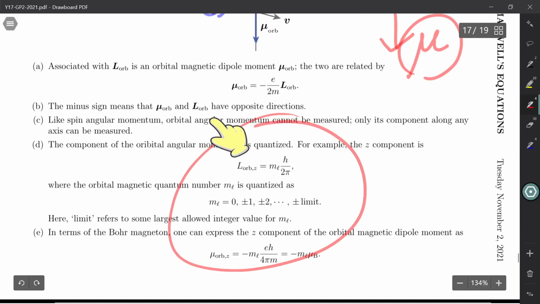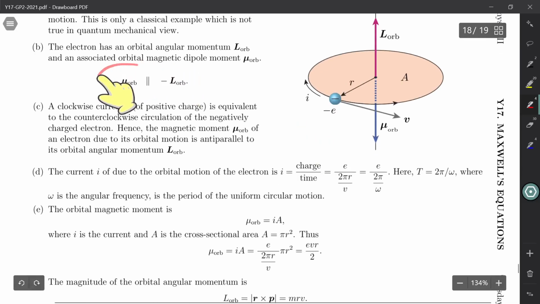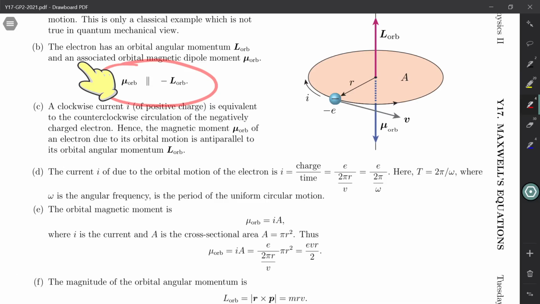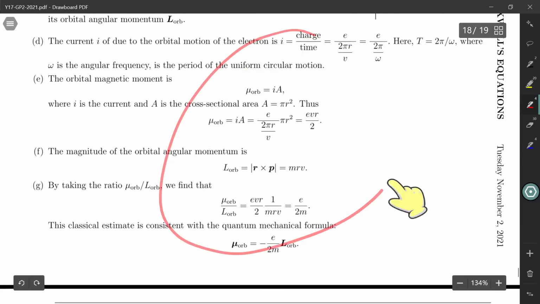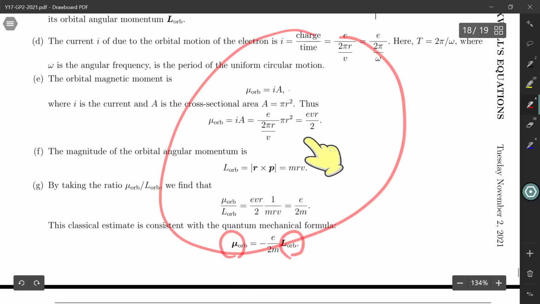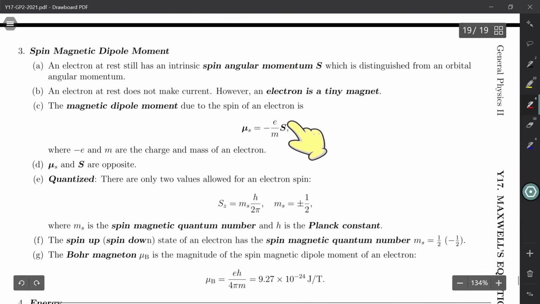We will study the quantization of orbital angular momentum later, not in this section. So just remember, because the electron is a negatively charged particle, its orbital angular momentum generates a magnetic dipole, and they are in opposite directions. One can compute the magnetic dipole of the orbit and compute the ratio. Marvelously, it is consistent with the quantum mechanical measurement.